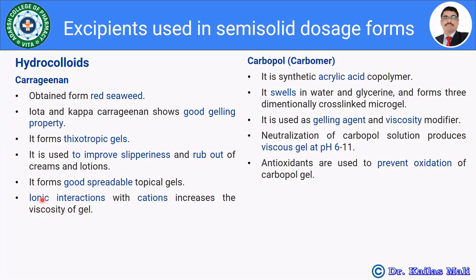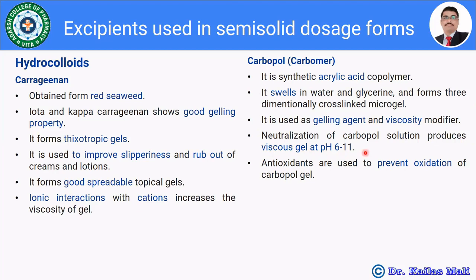One more important thing related with the carrageenan: like alginic acid, there is an ionic interaction with cations like calcium, which increases the viscosity of the gel. This is not the case with the carboxymethyl cellulose or the hydroxypropyl methyl cellulose. Both are semi-synthetic derivatives of cellulose. Carbopol is a synthetic derivative of acrylic acid polymer. It swells in water and glycerin and forms a three-dimensionally cross-linked microgel. So it is widely used as a gelling agent as well as a viscosity modifier. And neutralization of carbopol solution produces a viscous gel at a pH of 6 to 11.